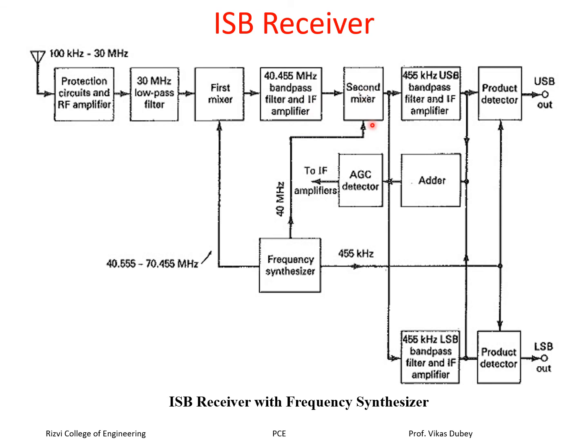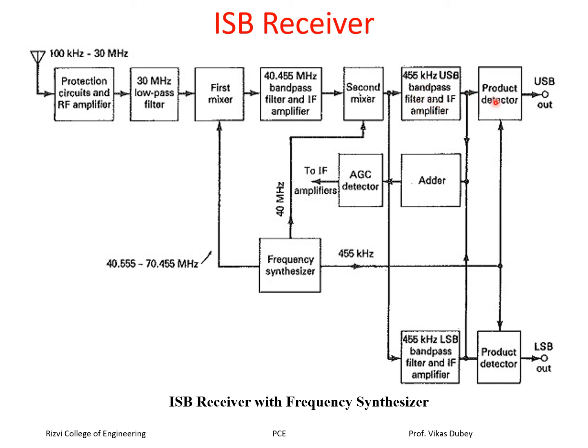This is going to the second mixer again, connected to the 40 megahertz frequency, and then again an IF signal is generated. This has a signal of 455 kilohertz, because we have 40 megahertz and 40.455 megahertz. If you subtract these, we get a 455 kilohertz signal, which goes to the USB bandpass filter and IF amplifier. So the 455 kilohertz signal you will get here.